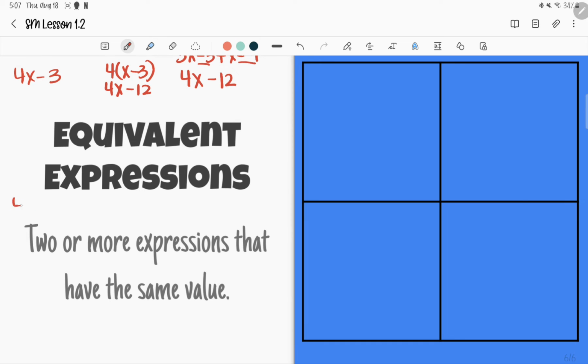Then on the next row, you have 4 times x plus 1/4. Okay, and when I distribute that, I end up with 4x and then 4 times a fourth is 1.